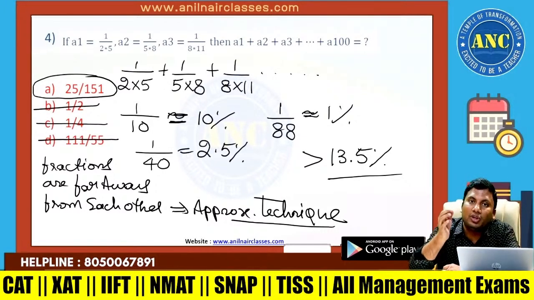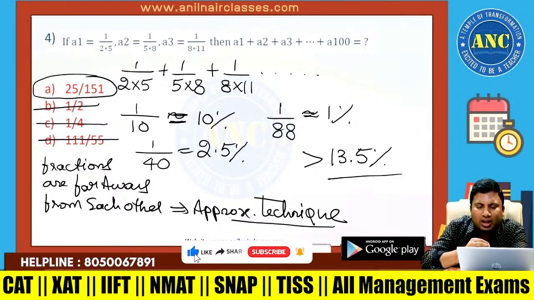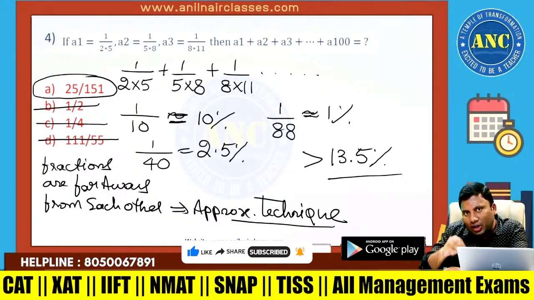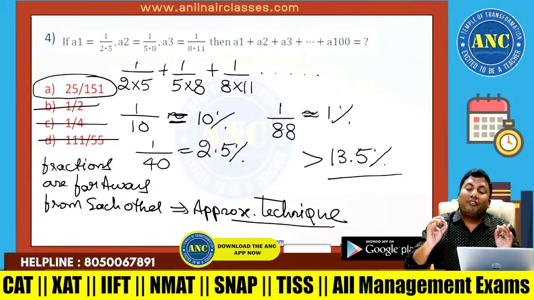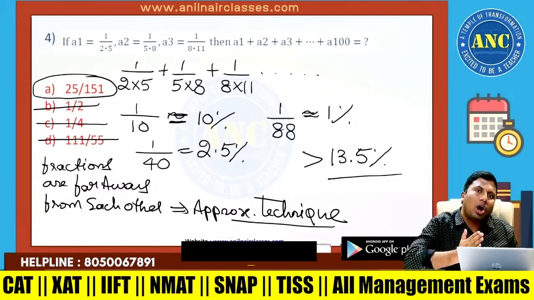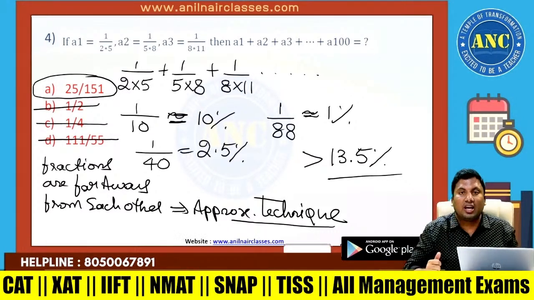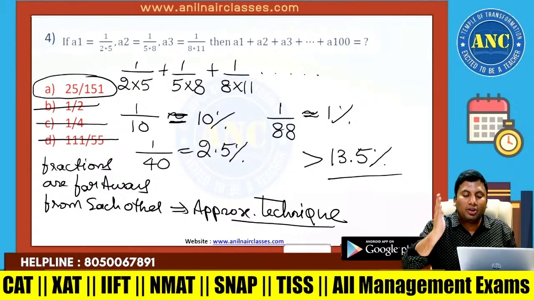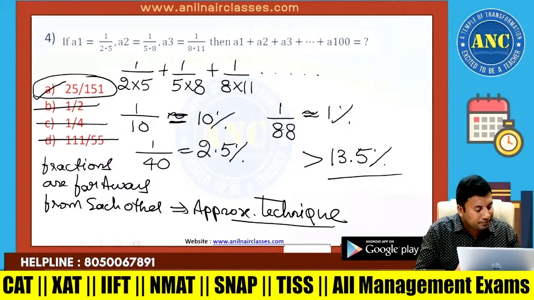Now let us check by using method 2 whether I solved it right or wrong. In this one, what most of the students will do is find out A100, substitute the value and use method 2. I am telling, no need. If answer options are far away from each other, straight away use the approximation concept. If the answer options are closer to each other, then go to method 2. Eliminate the wrong answer options depending upon the denominator value. The answer for this question is 25 by 151. Let me check whether this is the answer.